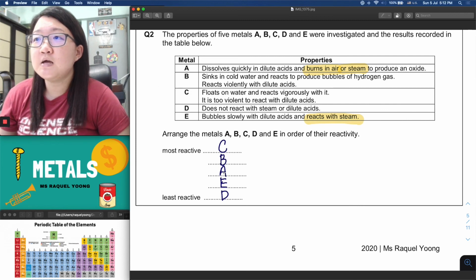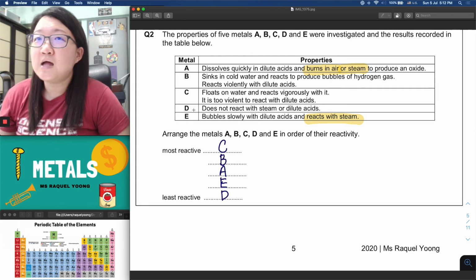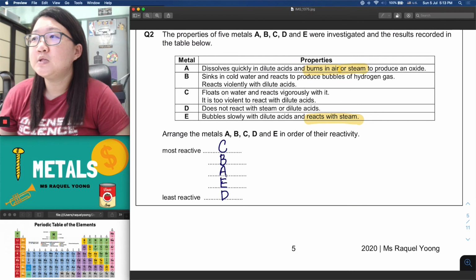So we'll place A first, then E, then finally it will be metal D, because it cannot even react with steam or dilute acids. So this probably indicates to you that metal D is maybe lead, copper, silver, or gold, something like that. Okay, so yeah, that is it.